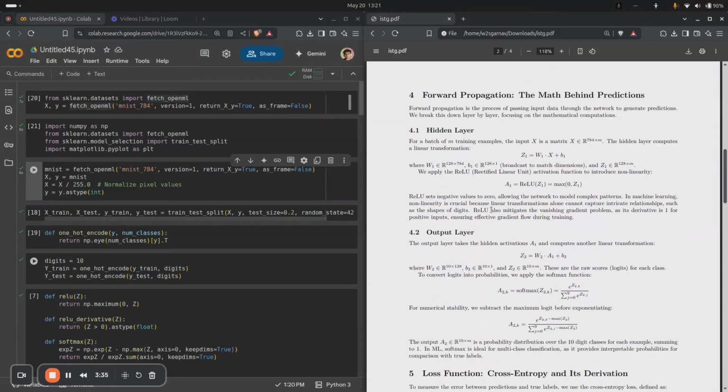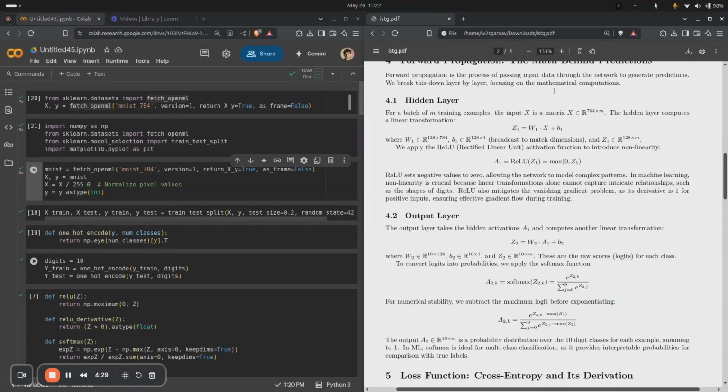Now coming back to forward propagation, this is the actual math behind the predictions. Forward propagation is the process of passing input data through the network to generate predictions. We break this down layer by layer, focusing on the mathematical computations. This is a matrix as shown. The hidden layer computes a linear transformation as shown over here, where W1 and B1 are given and Z1 is computed. And we apply ReLU, the rectified linear unit activation function, to introduce non-linearity. So now this is the non-linearity introduced.